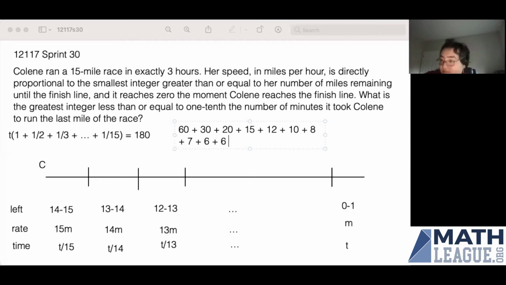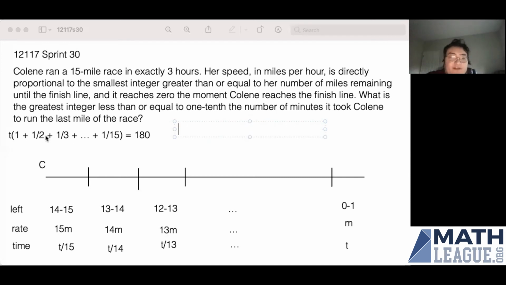Okay, well, 60 over 11, that rounds down to 5. 60 over 12 is 5. And then the rest are somewhere between 4 and 5, so they round down to 4. 60 plus 30 plus 20 plus 15, 125, 137, 147, 155, 162, 168, 174, 184. Oh, that's too much. Look at that. So 60 is too much.